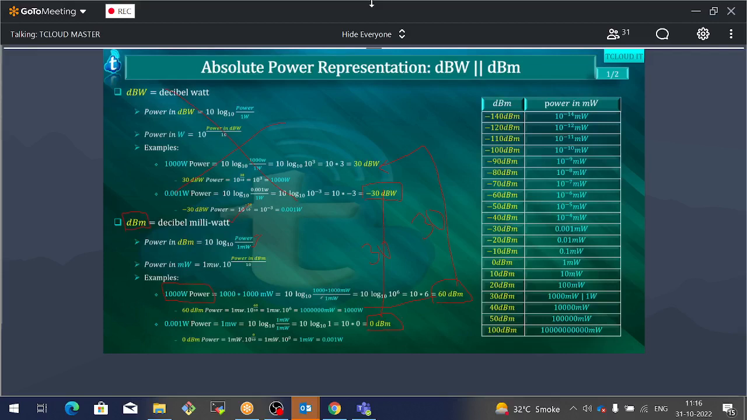So whenever we transmit power, we will be transmitting it in decibel milliwatts, dBm. This is called the absolute power representation.